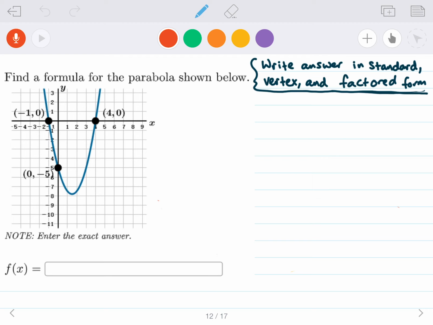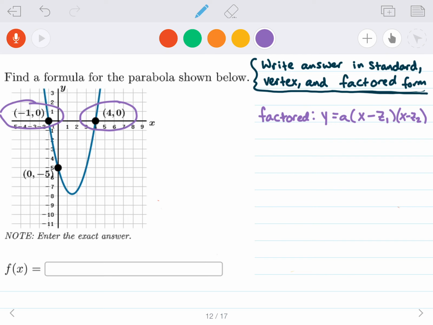Okay, so for this problem, we want to find the formula for the parabola shown in standard, vertex, and factored form. Now, if you notice, the vertex isn't really in a great spot because it's not in the corner of a square, so we can't say definitively what this point is. So we need to use another form. And I think the form that makes most sense to find first is factored form, because in factored form we're given the zeros. So first of all, factored form, if you recall, is of the form y equals a times x minus the first 0 times x minus the second 0.